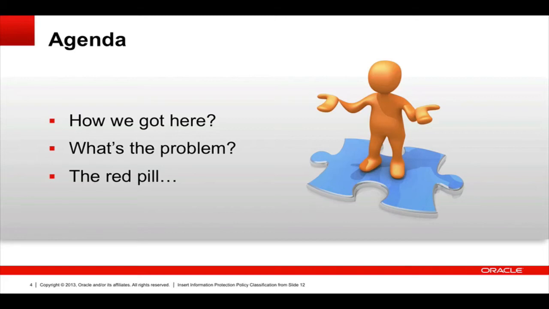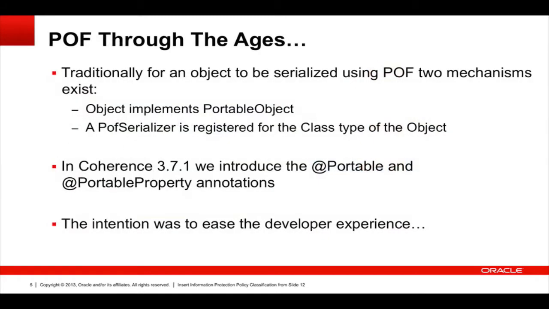POF Configuration Generator resolves. So currently, to conform to the POF contract, you either implement portable object or you provide an auxiliary object which implements a POF serializer interface. The benefit of the latter approach is that your object remains unpolluted of serialization logic, and as well as that, it doesn't have a dependency on the serialization framework that's being used.